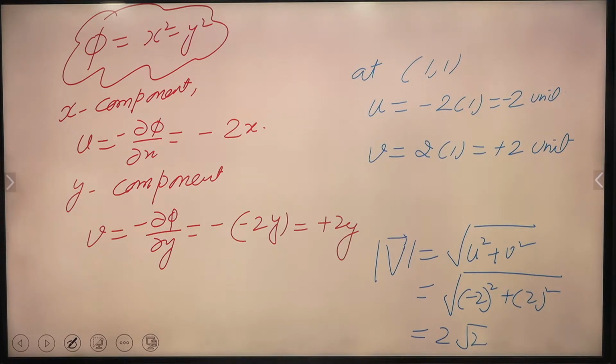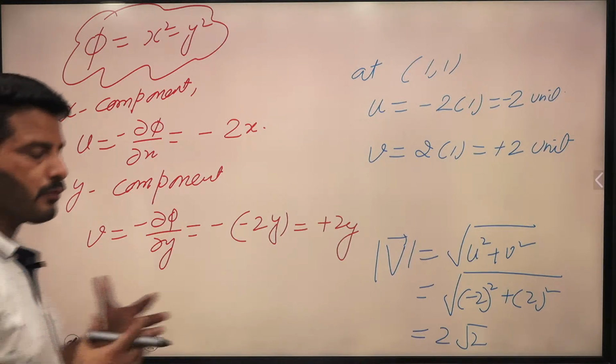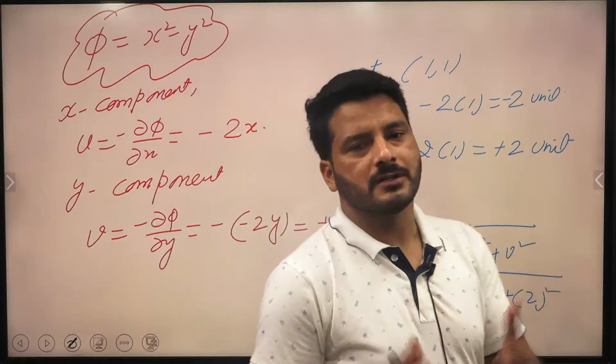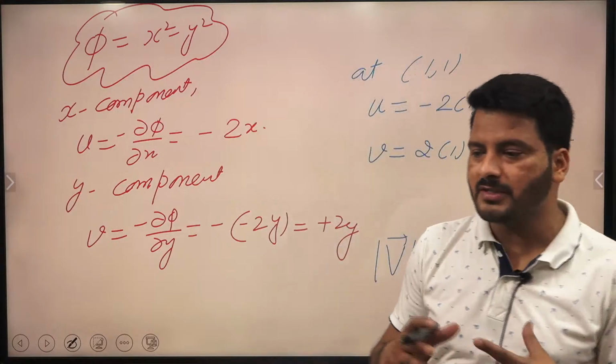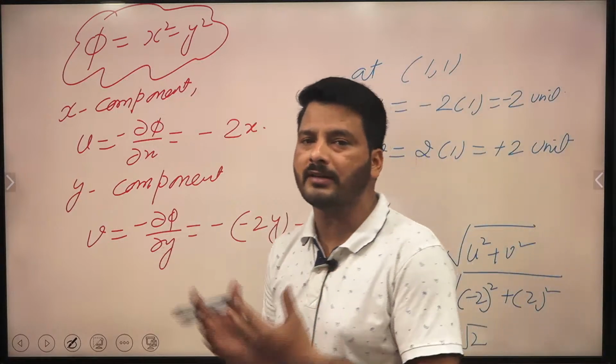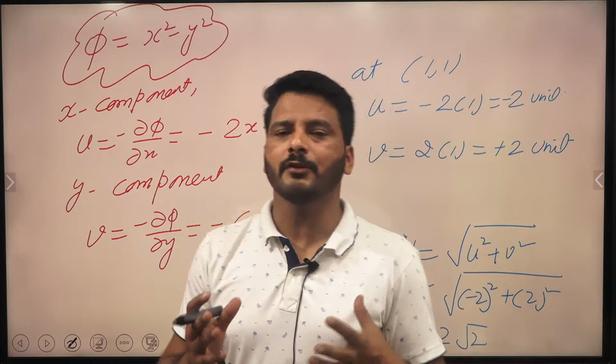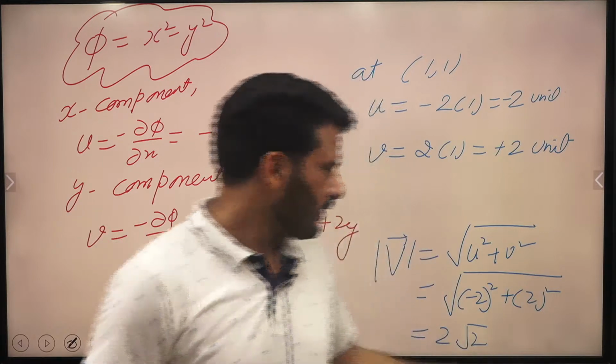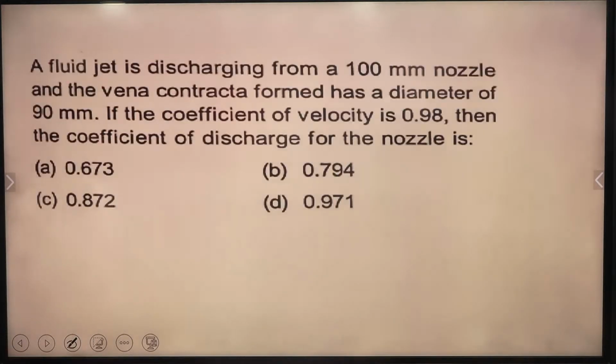Clear? Such types of questions are extremely important, guys, in which either you have to check whether the equations given in the options satisfy the Laplace equation or the streamline equation, or you have to tell the streamline equation with respect to the given velocity potential function at particular given points. Such types of questions are extremely important. So here's the next question.